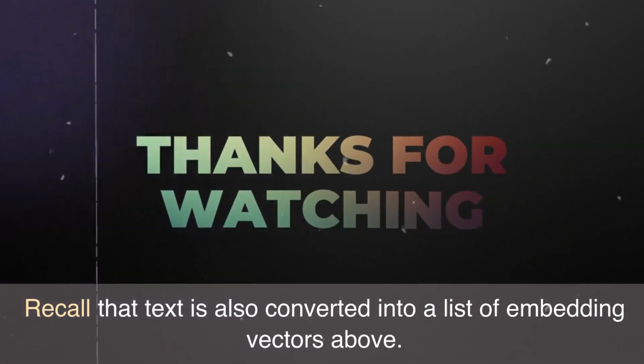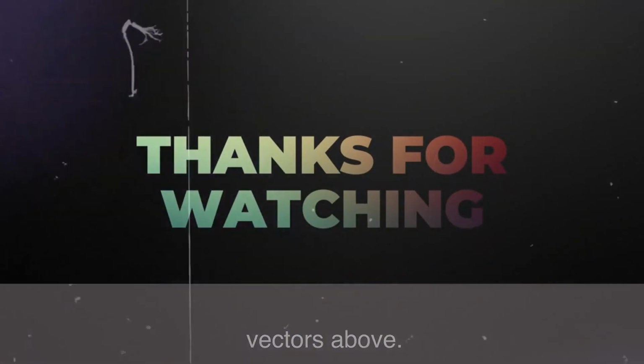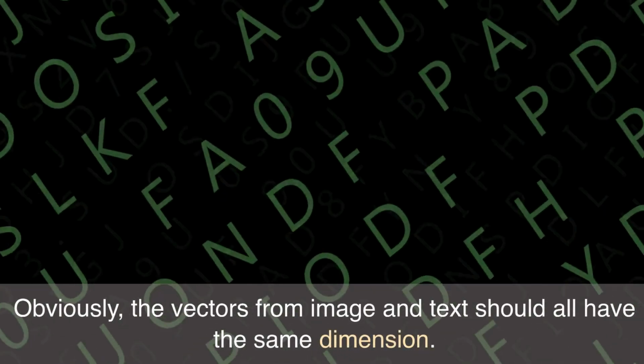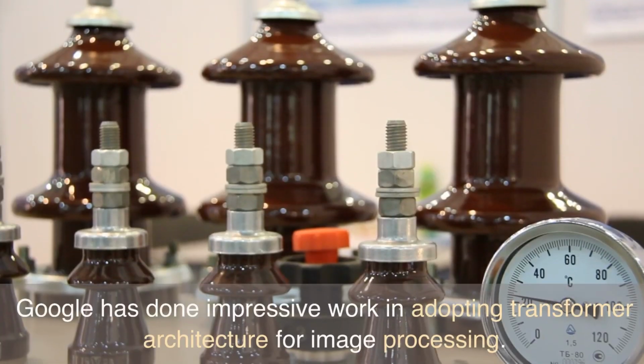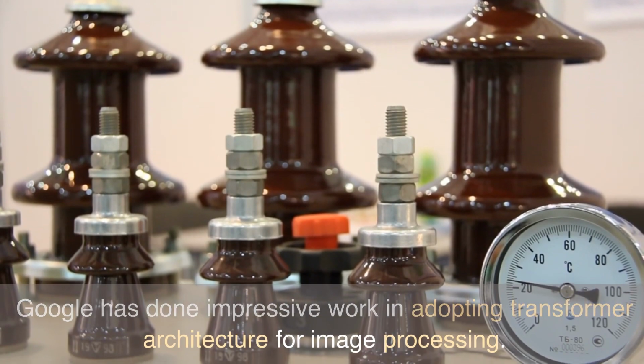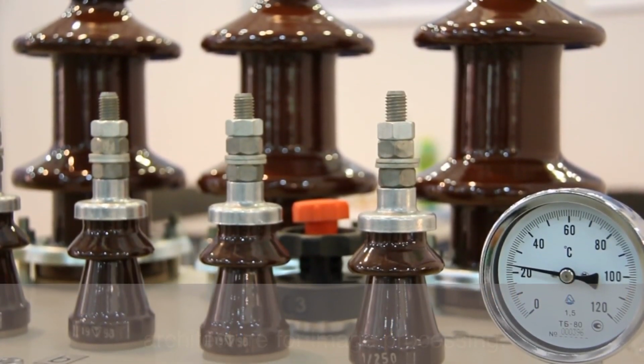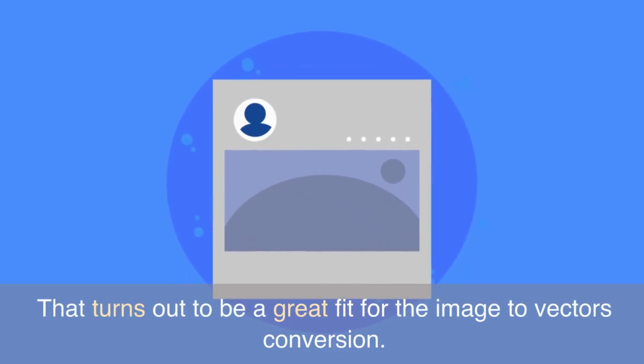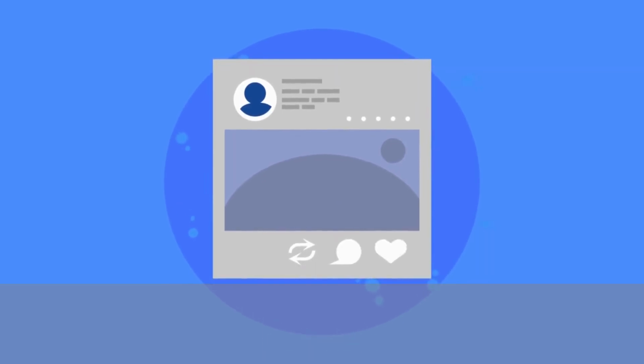Recall that text is also converted into a list of embedding vectors above. Obviously, the vectors from image and text should all have the same dimension. Google has done impressive work in adopting transformer architecture for image processing. That turns out to be a great fit for the image to vectors conversion.